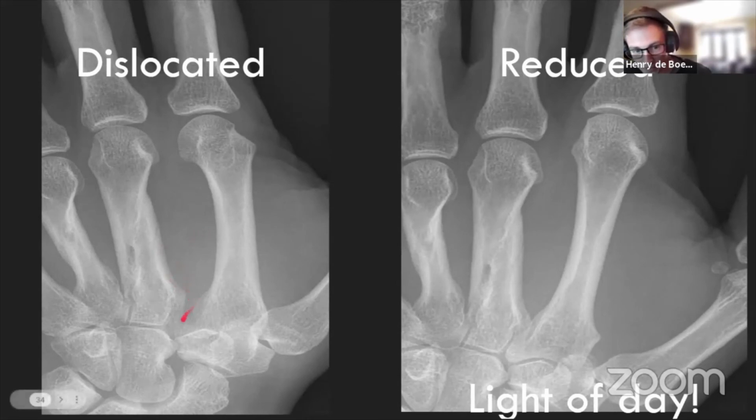So this is the same film again, and then they've had it reduced. It's been manipulated, and now we can see that joint space has returned, and there's no longer overlap of the base with the carpal bones. And that's again that light of day or daylight sign that this is normal. It's a nice demonstration of injury and then relocated.